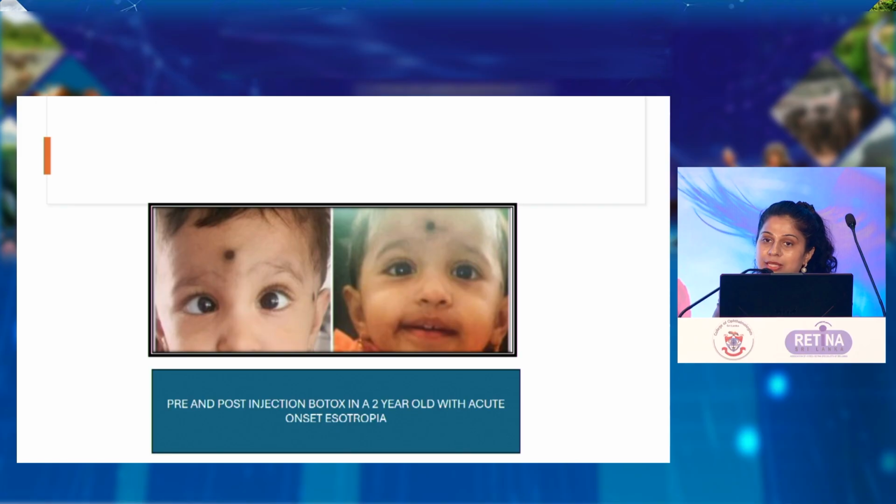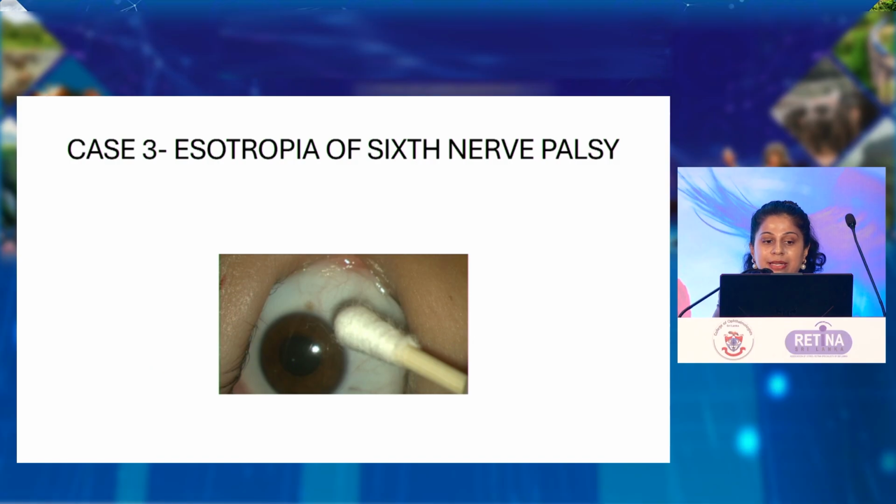We need to tell the parents that any type of strabismus can recur. None of the treatment we do is a permanent procedure. The chances of recurrence are high, and if that happens, surgery is done. So this is just an adjuvant, temporary therapy. When parents are not ready for surgery, or when they are not compliant with patching, at least we are making sure that amblyopia is not happening in the child.